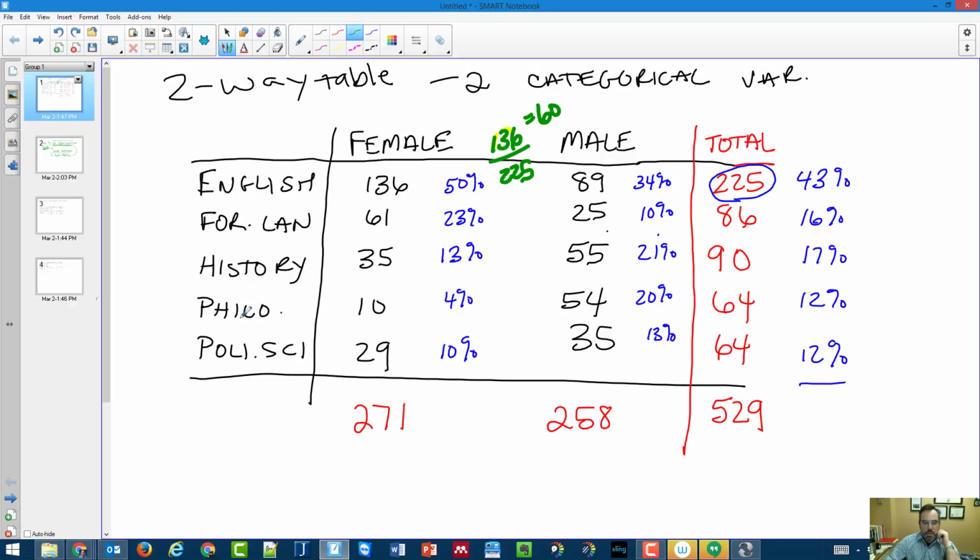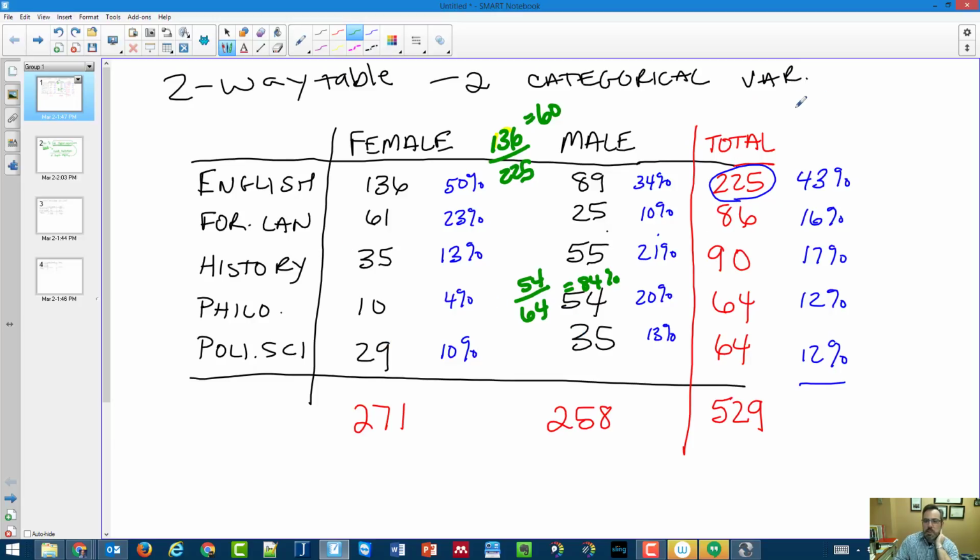Again, I could ask what percent of philosophy majors are male, and in that case I would be looking at 54 male out of 64 total philosophy majors. So 54 out of 64, you'll notice there's a huge group. 84% of my philosophy majors are male as opposed to female. So that's how a two-way table works.